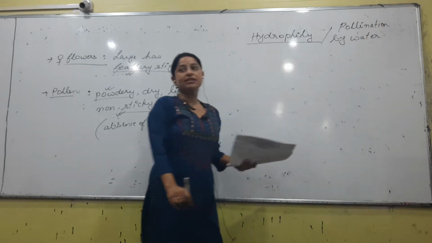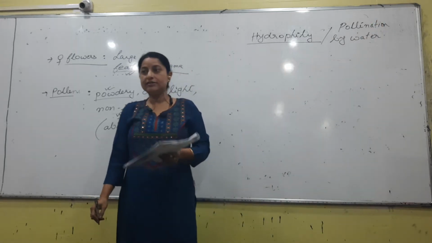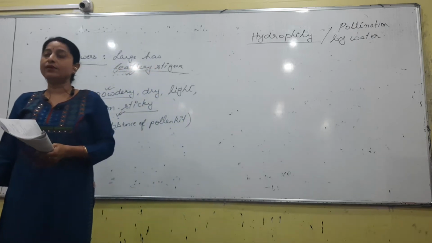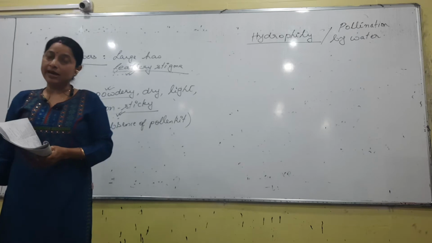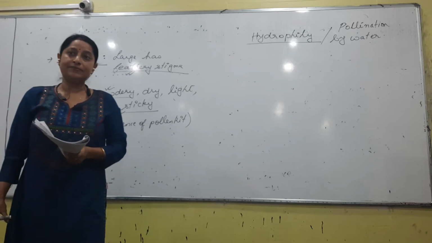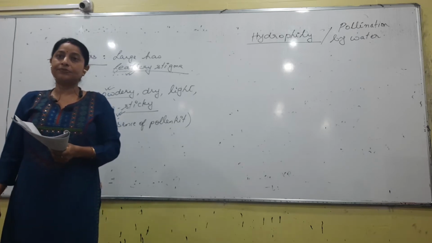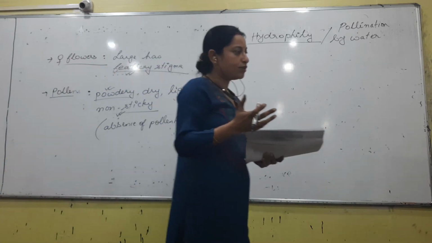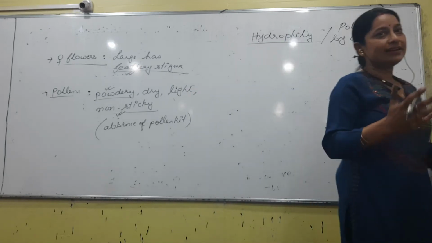Right. So, what is hydrophily? Pollination by water is called as hydrophily. One common mistake that we do. Okay, if I ask you a question, in which type of a plant can you see hydrophily? Yeah, Vallisneria. Yeah, one example could be Vallisneria, one could be Zostera, etc., etc.